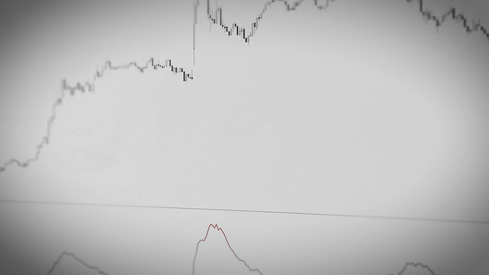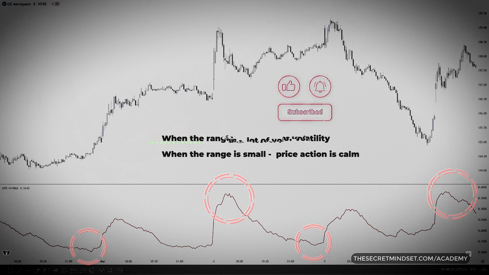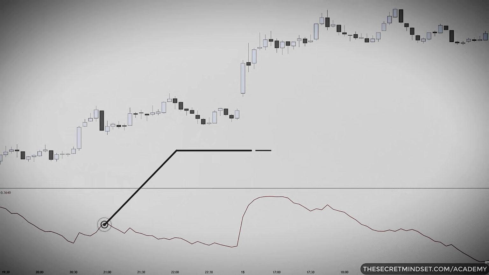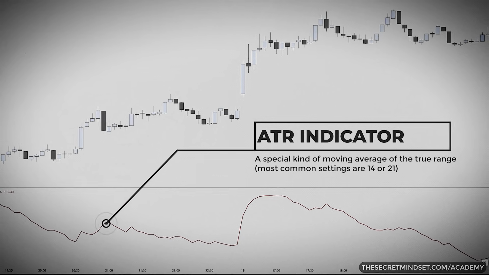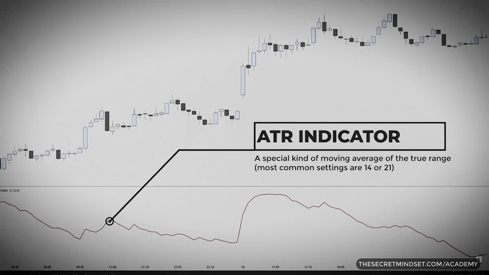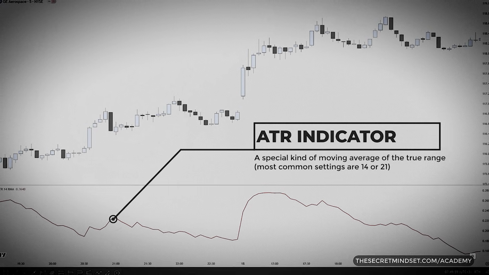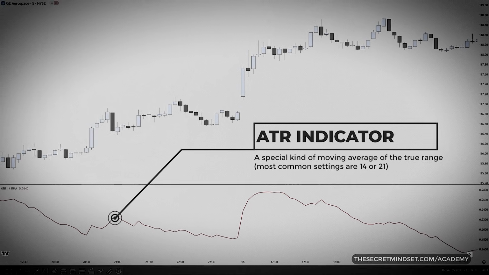The ATR has one main job: to tell you how much the price of a market is really moving around. When the range is big, it means there's a lot of volatility. When the range is small, it suggests price action is calm. The ATR is basically a special kind of moving average of the true range. Most of the time, traders use the 14-period ATR, but you can use shorter or longer ATR values, depending on the time frame you're looking at.